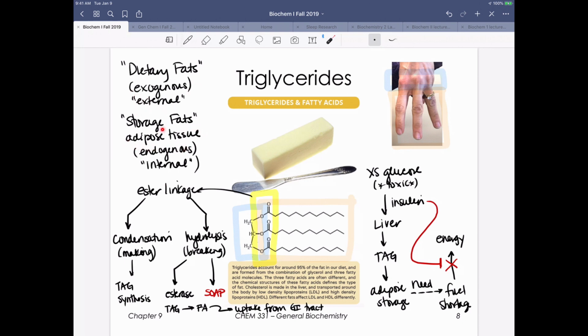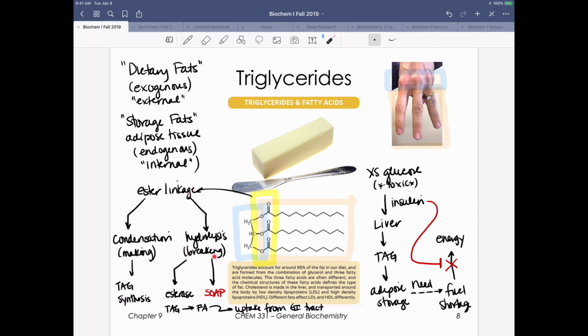If we're talking about the fats that you actually have stored in your own body, in your adipose tissue, these are endogenous. So again, this is an internal source of triglycerides. This is how your body stores excess energy as fats. So again, the linkage that we have here is an ester linkage. If we're talking about how we make that linkage, it's condensation, again, of a carboxylic acid and an alcohol functional group. And so triglyceride synthesis is how we're going to make this linkage.